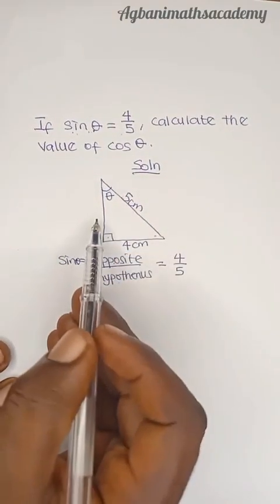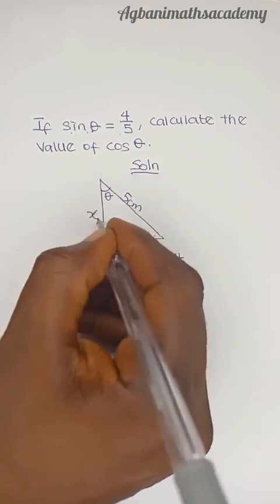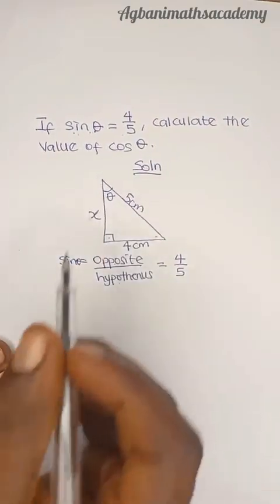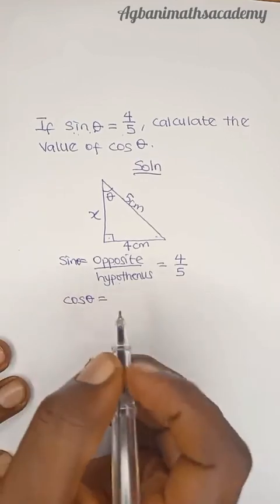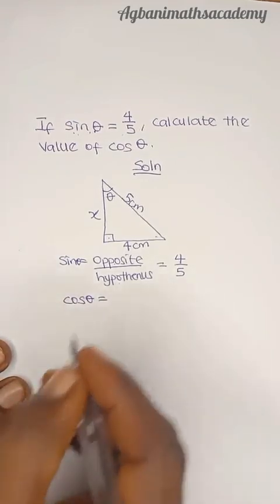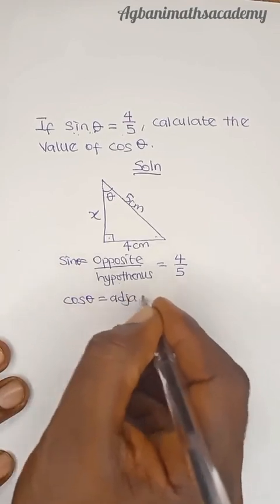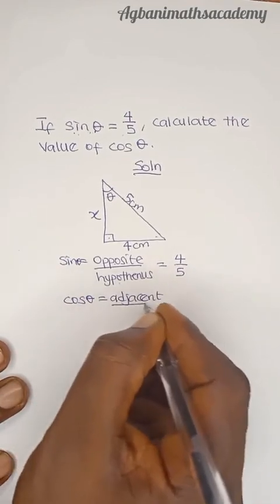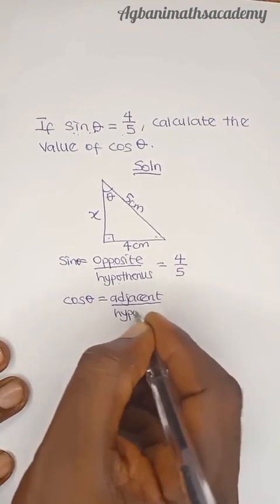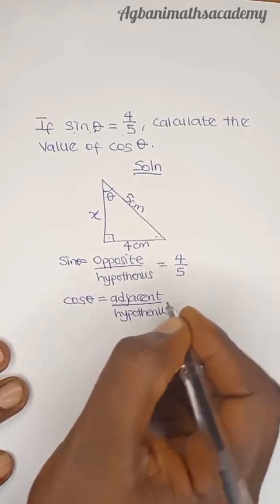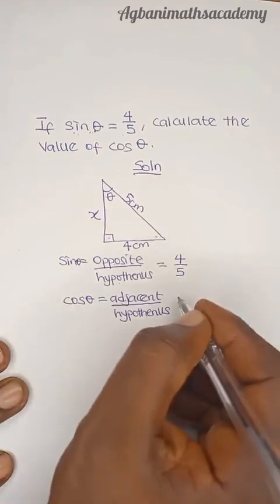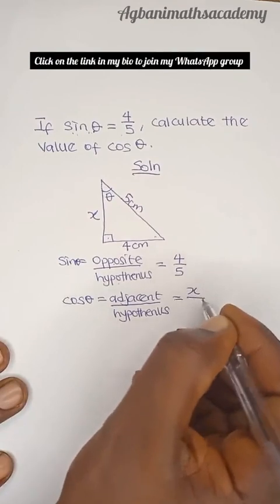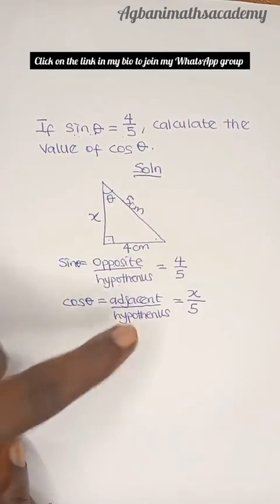But we don't know what this side is. Let's call it x. And we are expected to find the value of cos theta. Cos theta is adjacent over hypotenuse. The adjacent is this third side of the triangle, but we don't know what it is. So this means our adjacent is x all over 5. But we need to know what x is.